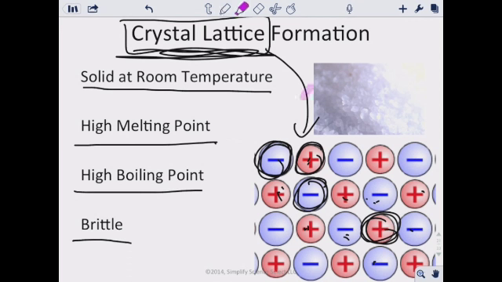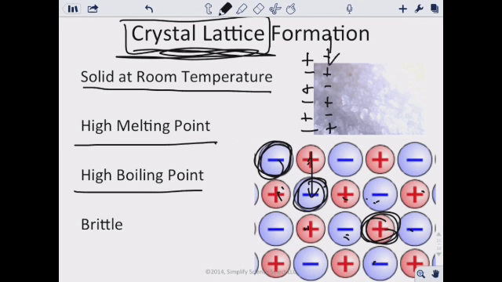But the last part says that it is brittle. It's brittle because if we take this and push this positive down, all these positives and negatives, remember, that's a negative, that's a positive, that's a negative, that's a positive. If we push it down just one, we'll see all these negatives and positives lining up. And remember, likes repel, and so they break apart. So we say that they're brittle, but they're very strong bonds.